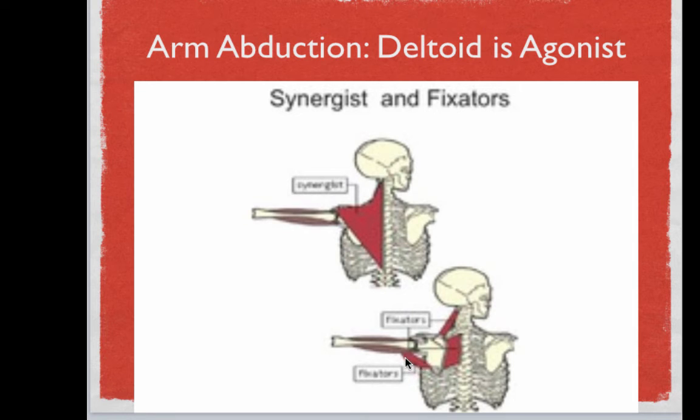At the same time, we would have all of these fixator muscles engaging right around the shoulder joint to hold the neck, scapula, and clavicle in place while the shoulder moves.